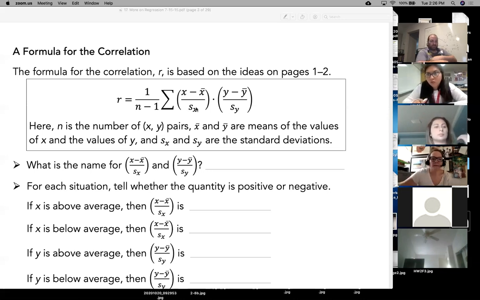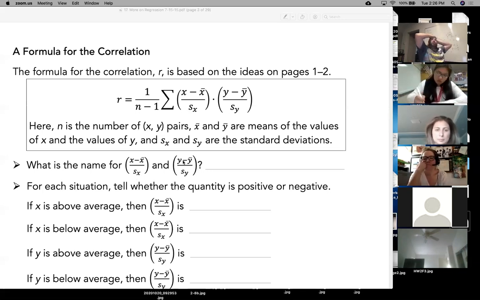Okay, now, these things, x minus x bar over s sub x and y minus y bar over s sub y, we've actually seen those before. What do we call those guys? Or girls, you never know what they are. But what do we call them?